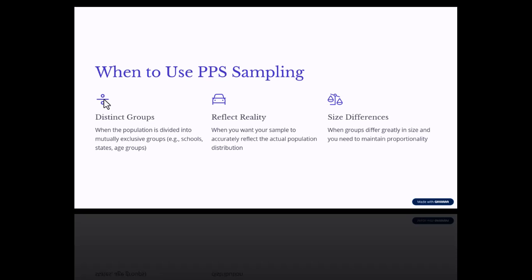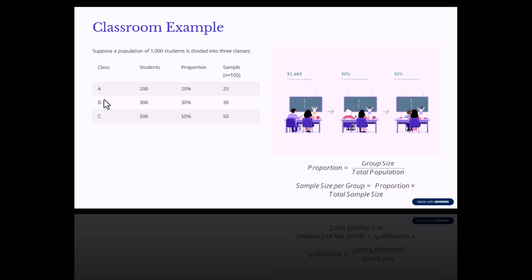So proportionate to size is a bit more robust than the stratified sampling technique because of the details and rigor that goes into it. Look at the proportion of 1,000 students divided into three classes. So we have 200, 300, 500. So the first class has 20% of students, then 30%, 50%.